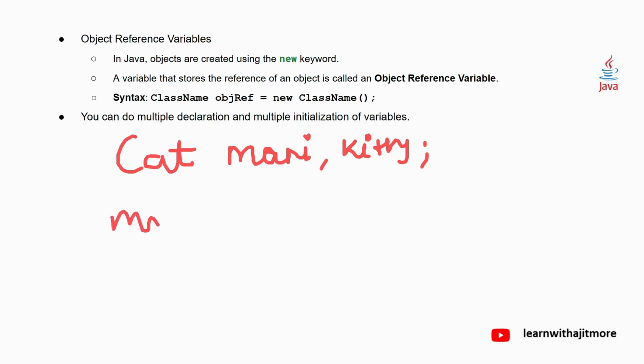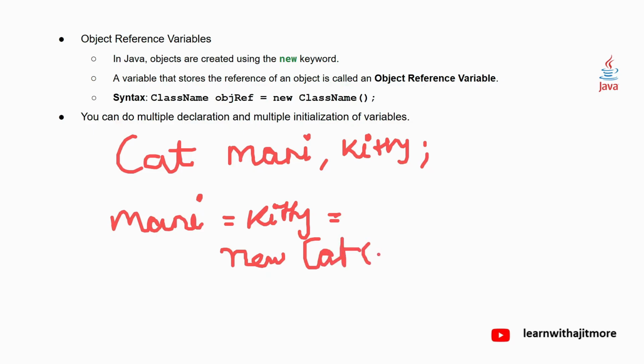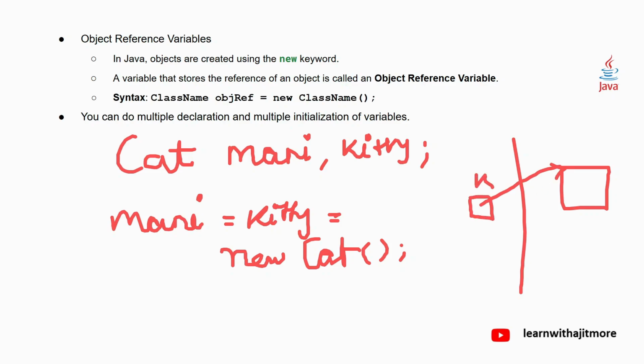But suppose, guys, I write money equal to kitty equal to new Cat. So two objects are not created. Object one only, but both are referring to the same object. Correct? Means what will happen? New Cat will create one object on the heap. Then the reference is stored in kitty, and then the same reference is copied in money. So money will also contain the same reference, and both will be referring to the same place.